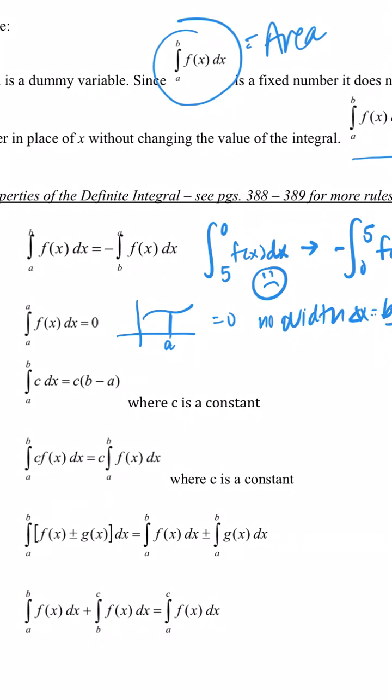I can't do b minus a all over n as n goes to infinity. There's nothing there. That would be 0. And so if you are going from a to a in your limits of integration, that's equal to 0.